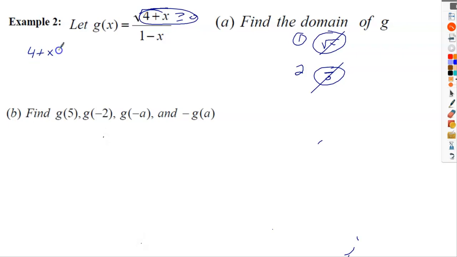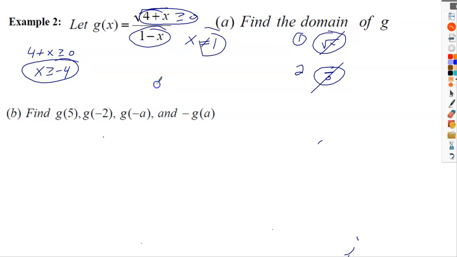So when I look at 4 plus x, it's greater than or equal to 0. I get x has to be greater than or equal to negative 4. Now, when I look at my denominator, I realize that x cannot equal 1, because if x were to equal 1, that would give us 0 on the bottom. So there's two things working against us. x has to be greater than or equal to negative 4, and x cannot equal 1.